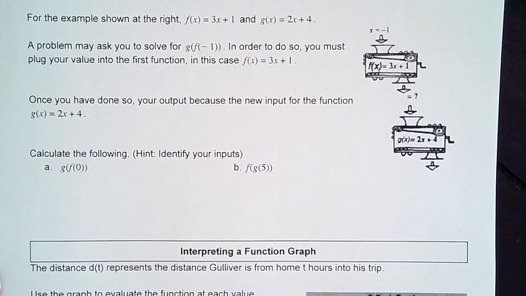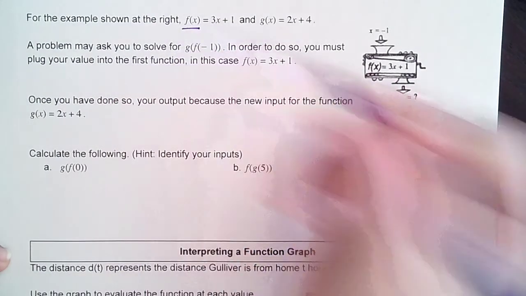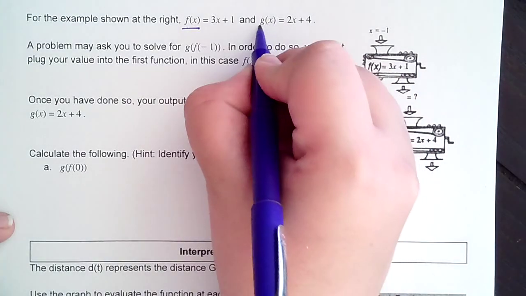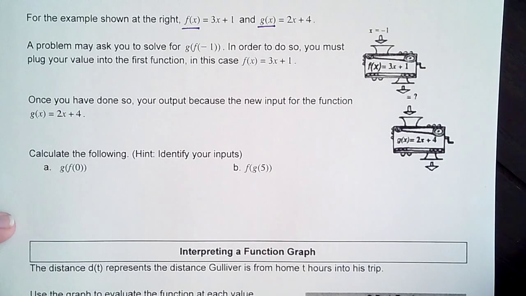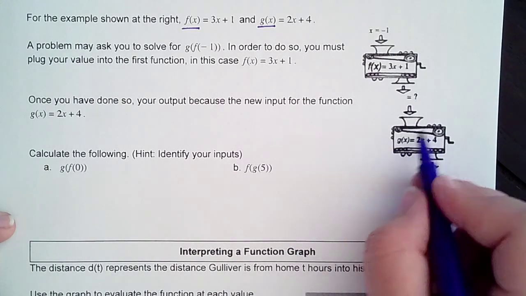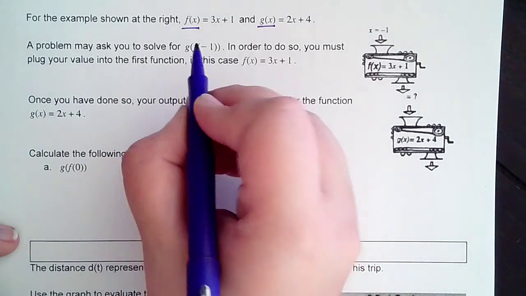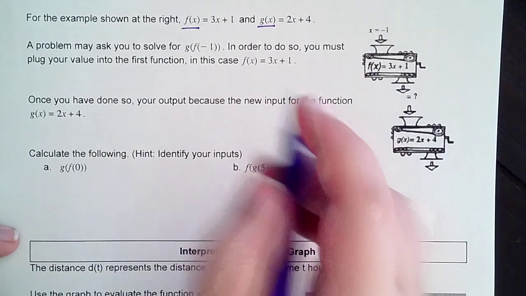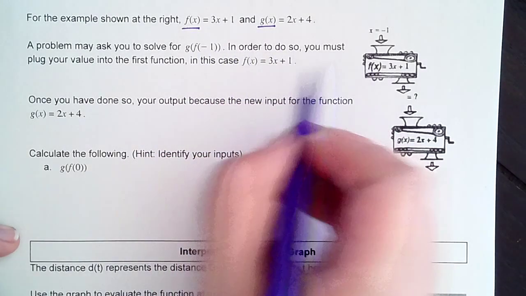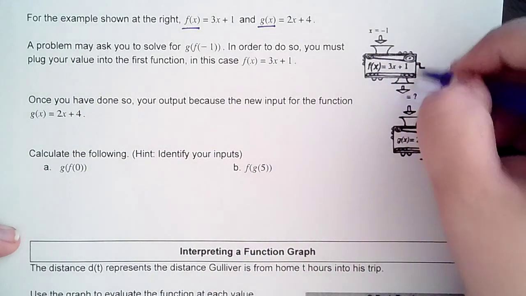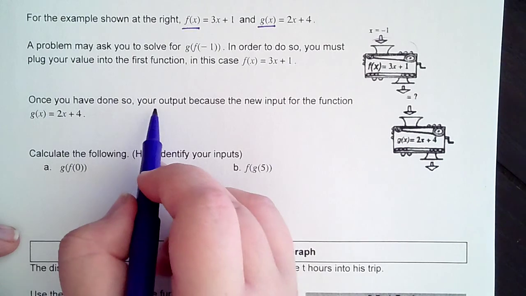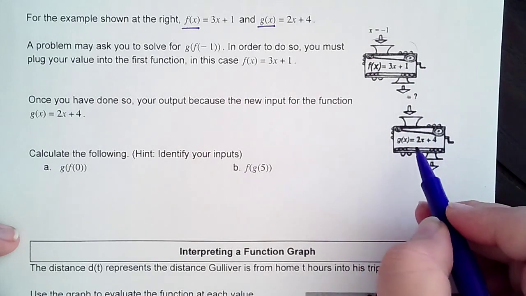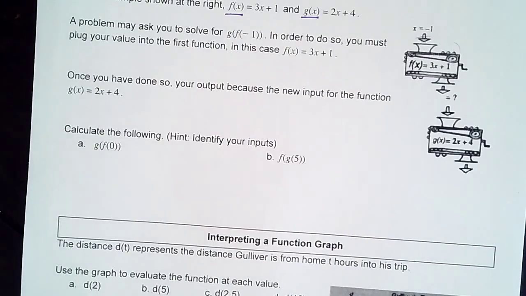So for the example shown at right, my f of x function, notice that's my first function, is equal to 3x plus 1. My second function, g of x, is equal to 2x plus 4. Right there. So a problem may ask you to solve for something that looks like this. This is really big, but please do not be concerned by it. I promise it breaks down simply. In order to do so, you must plug your value into the first function, in this case the f of x, and then once you have done so, your output, so whatever answer you get, becomes the input for this function. So let's calculate the following.